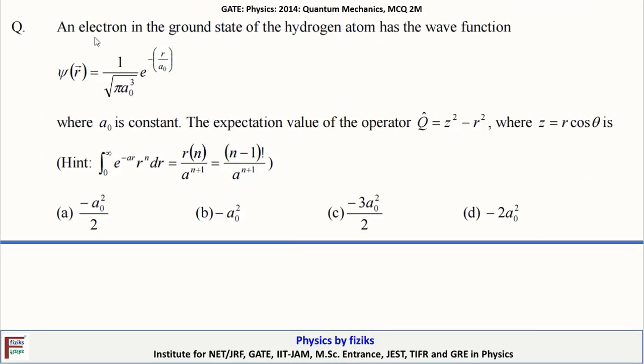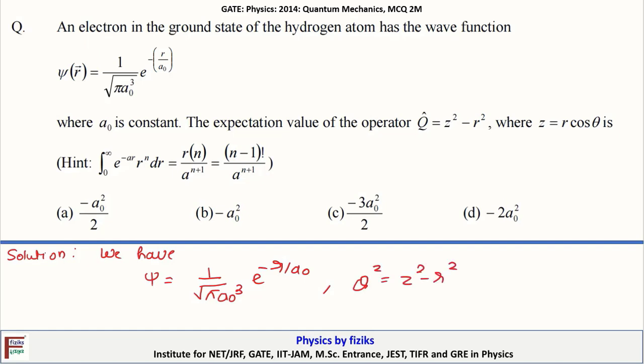An electron in the ground state of hydrogen atom has a wave function psi of r as given, where a naught is a constant. The expectation value of the operator Q, where Q is z square minus r square and z is equal to r cos theta, is? We have to determine the value of this. Solution: we have psi equal to 1 by root pi a0 cube e to the power minus r by a0. Q is z square minus r square, where z is equal to r cos theta.